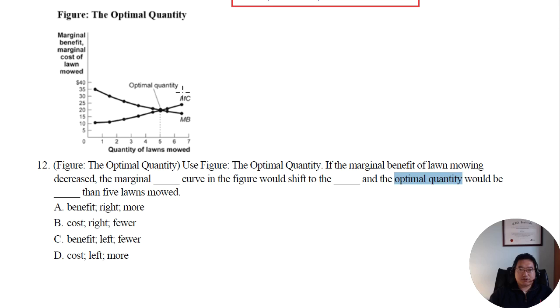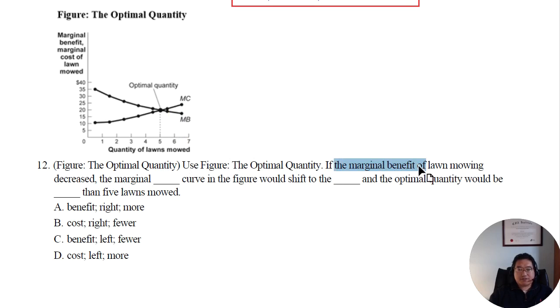We can do 6 lawns, and guess what? The marginal benefit is less than the marginal cost. We got a negative marginal net benefit if you mow the 6th lawn, right? So we don't want to do that. That sort of brings down our total. The problem is that if you do the 6th unit, you bring down the total net benefit. Okay, so let's go back to this question.